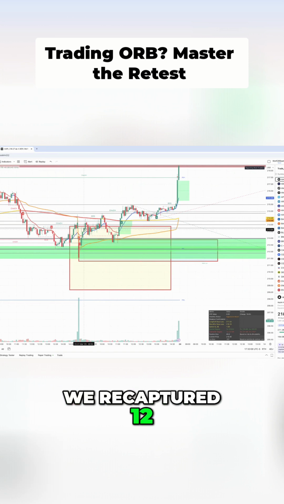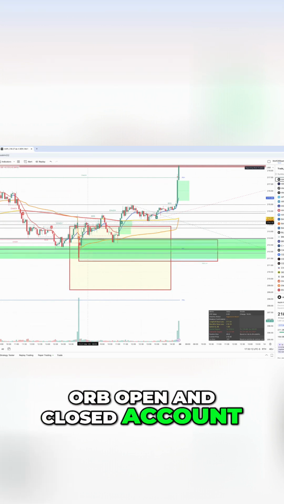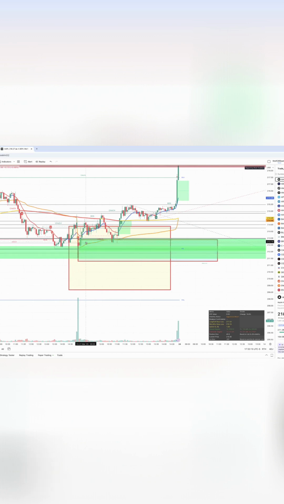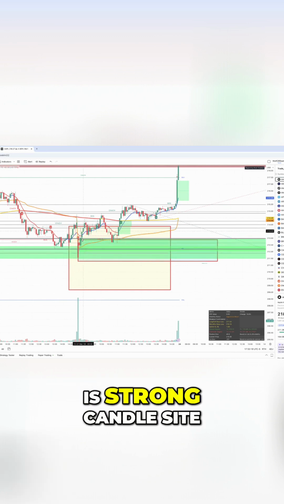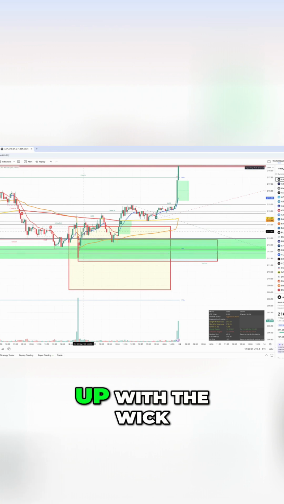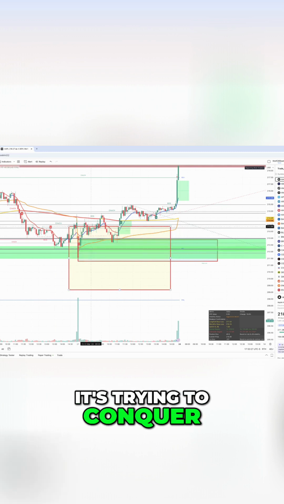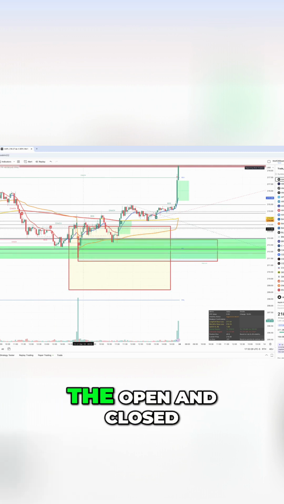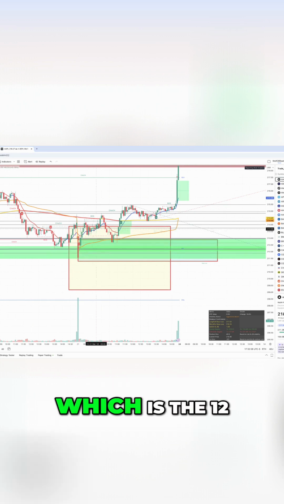We recaptured the 12. We hadn't broken above this ORB, and we have an open and close candle. So anytime you're doing ORB, what you're looking for is strong candles, a candle that opens up with the wick, the entire body and wick of the candle closing above the price to show you that it's trying to conquer that price. So now we got the open and close candle here, and it also opened and closed above the short trend moving average, which is the 12.